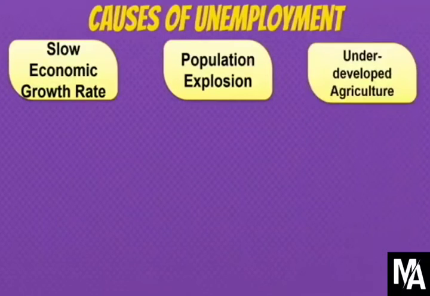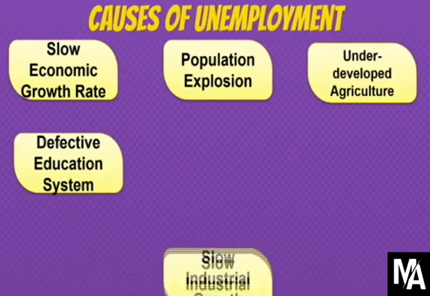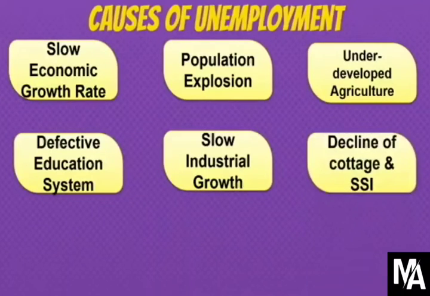We have underdeveloped agriculture due to faulty techniques, which does not create more job opportunities. We have a defective education system, which concentrates only on theory and does not focus on vocational, technical and job related skills. We have slow industrial growth which does not create opportunities for educated youth. We have the decline of cottage and small scale industries, which has resulted in many rural people losing their jobs.